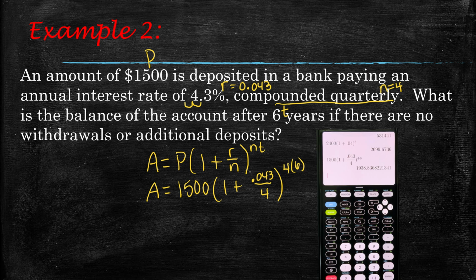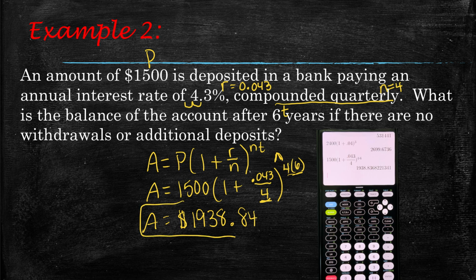Okay, you can see that I've entered it in, and make sure that when you're entering it in as well, that you enter this piece in as a fraction. So remember that's alpha y equals to do that. And then make sure that you raise it up to this power. So you'd want to make sure that you hit that little caret before you type in the 4 times 6. And so this comes out to be $1,938.84 if you round it to the nearest hundredth.